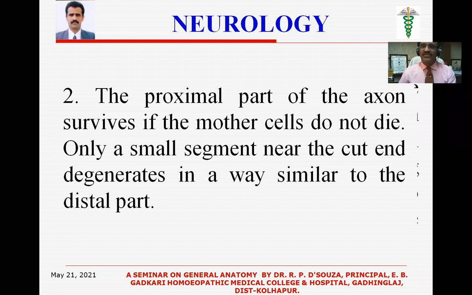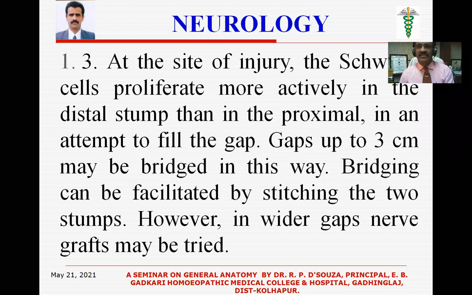And at the site of injury, the Schwann cells proliferate more actively in the distal stump than in the proximal in an attempt to fill the gap. Gaps up to 3 centimeters may be bridged in this way. Bridging can be facilitated by stitching the 2 stumps. So here surgery is also required. However, in wider gaps, grafts may be tried.